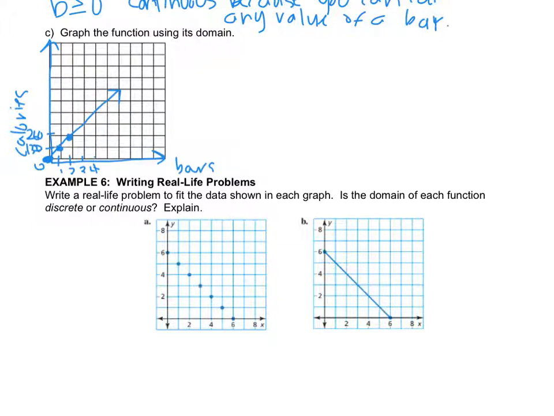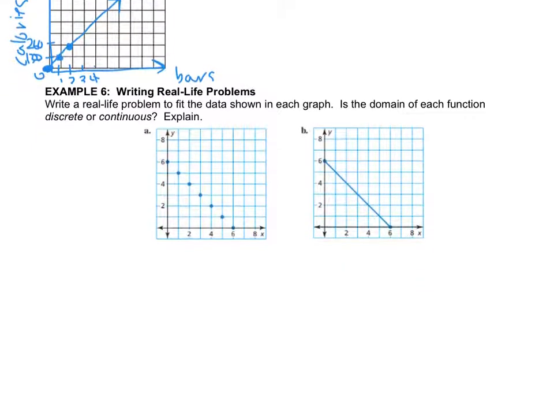Last section is for you, and I'm going to ask what you put when we see each other in class. I want you to come up with a real-life problem that would fit the data below. And the domain of this is discrete, and the domain of this is continuous. So pay attention to your labels. The graphs are very similar, but one is discrete and one is continuous. So write me some stories, and if you have any questions, write them down and ask me when you come to class.